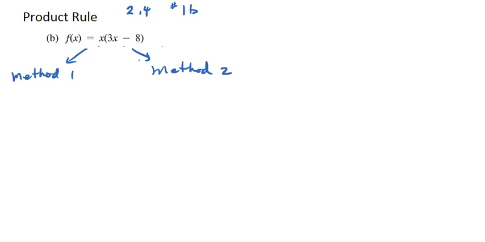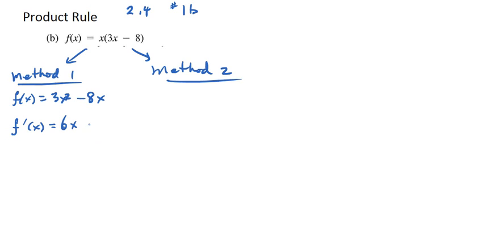Method 1, now you can do method 1 on these simple ones because it's easy to expand. So method 1 means you expand this out, and f of x really is 3x squared minus 8x. When you take the derivative, that's when you put your little prime notation there, and I use my power rule, 6x minus 8. And that's the derivative of f of x.